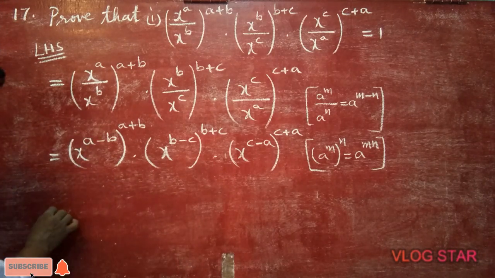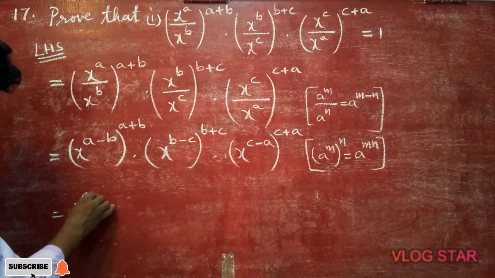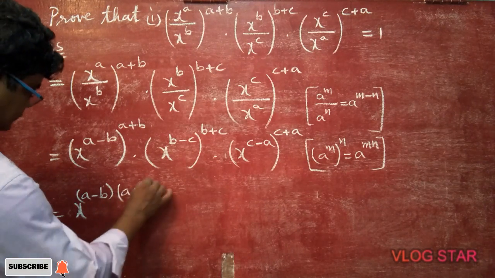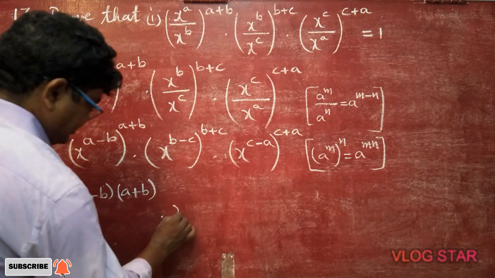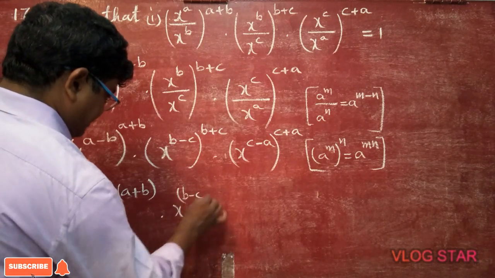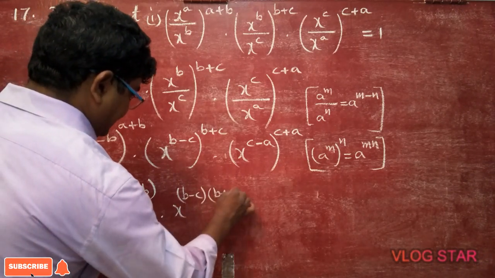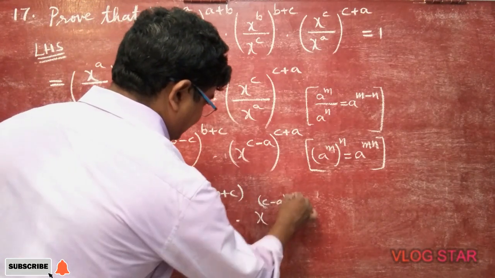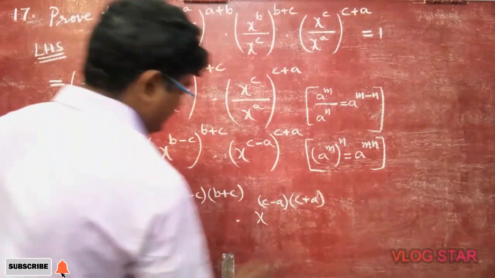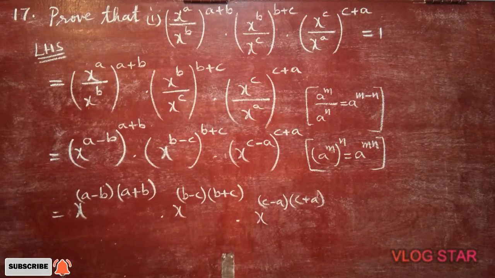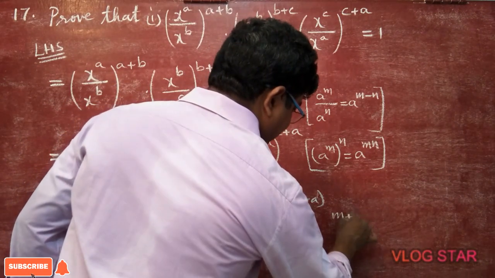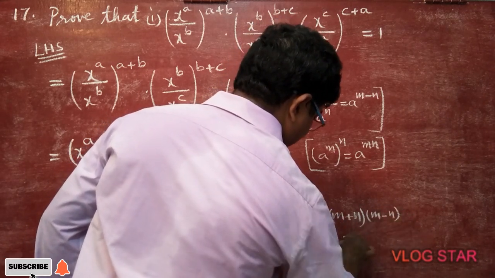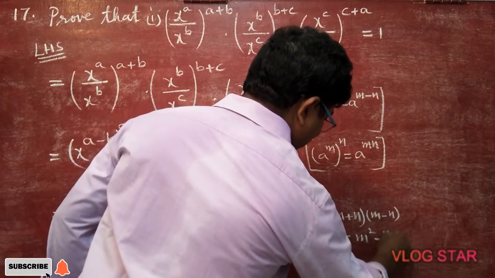Now, using that formula, it is equal to x to the power of a minus b into a plus b, into x to the power of b minus c into b plus c, into x to the power of c minus a into c plus a. Now which formula applies? m plus n into m minus n is equal to m square minus n square.